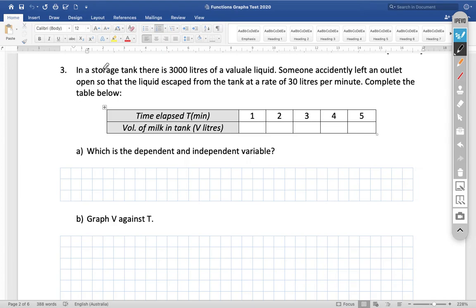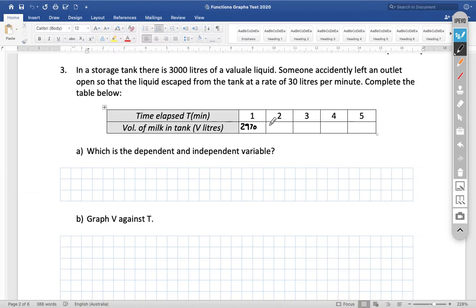In a storage tank, 3,000 litres of valuable liquid, presumably water, that's valuable. Someone left the tap on. The liquid escaped at 30 litres per minute. Now, at t equals 0, you'd have 3,000. After 1 minute, you would have 2,000. What am I doing? Sorry. Wrong. I'm only losing 30, not 300.